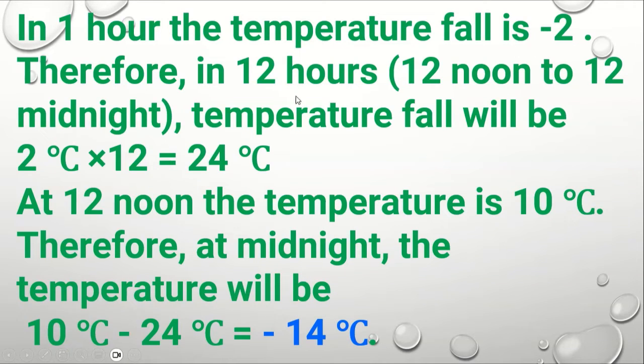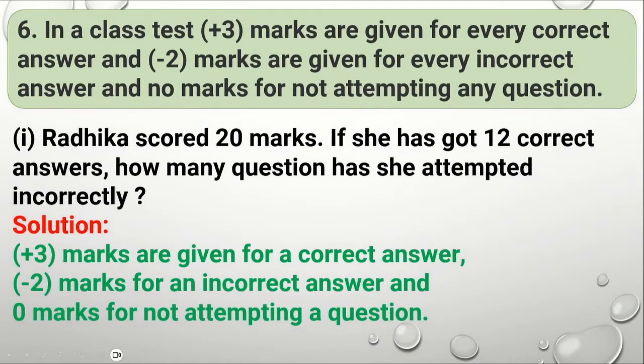In 1 hour, the temperature fall is minus 2. Therefore, in 12 hours, from 12 noon to 12 midnight, the temperature fall will be 2 degrees Celsius into 12, that is 24 degrees Celsius. At 12 noon, the temperature is 10 degrees Celsius. Therefore, at midnight, the temperature will be 10 degrees Celsius minus 24, that is minus 14 degrees Celsius.